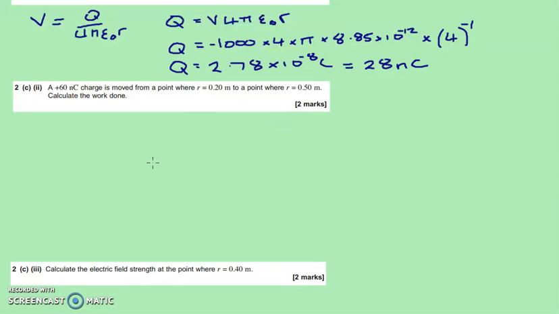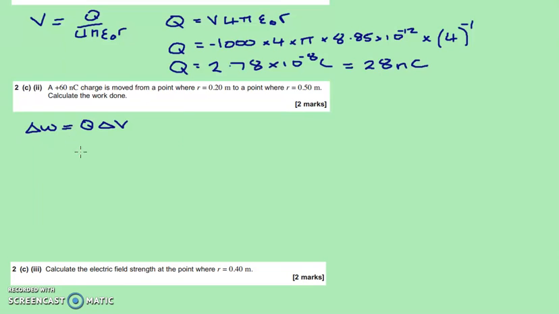2(c)(ii). So a 60 nanocoulomb charge, positive 60 nanocoulomb charge, is moved from a point where R equals 0.2 to a point where R equals 0.5. So calculate the work done. Now we need an equation for this. We know that the work done is equal to the product of the charge and the change in potential, or the potential difference from moving from one point to the other.